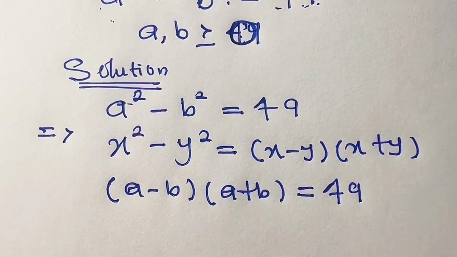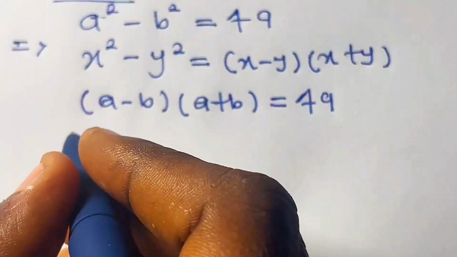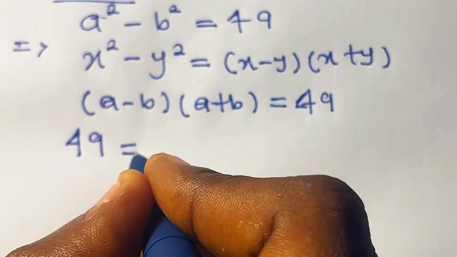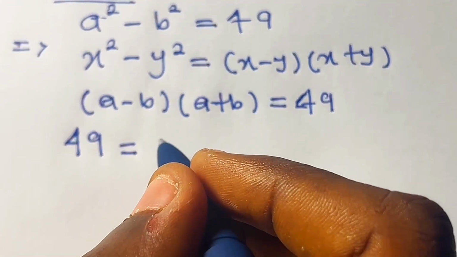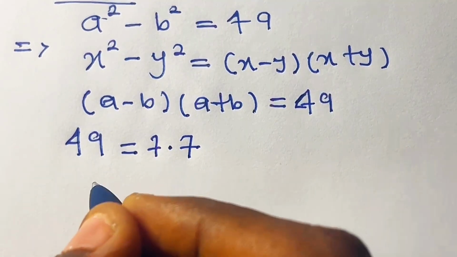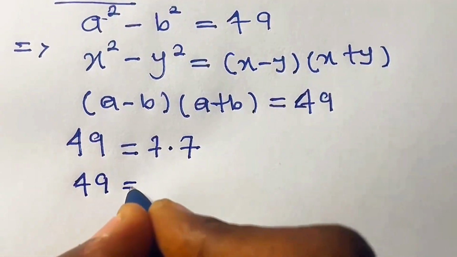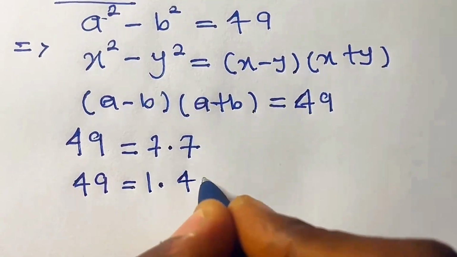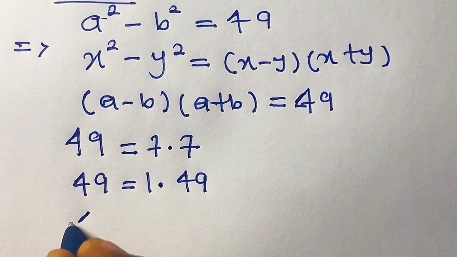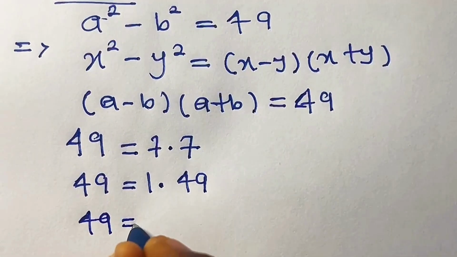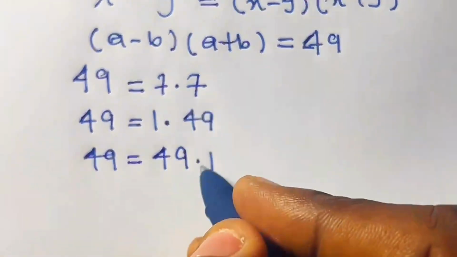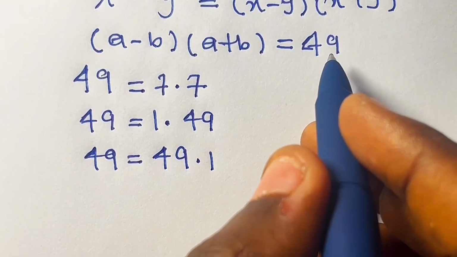So we will now do something here. We know the factors of 49 that we have: the first is 7 and 7, right? The other one we have is 1 times 49, and we have another one to be 49 times 1. So we substitute all these factors for 49 for each case.